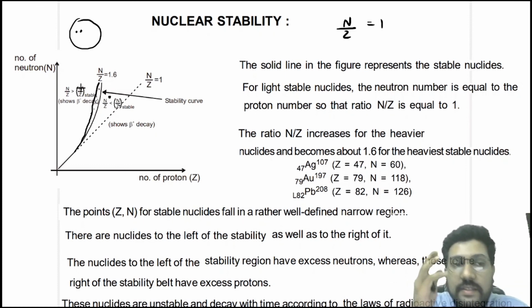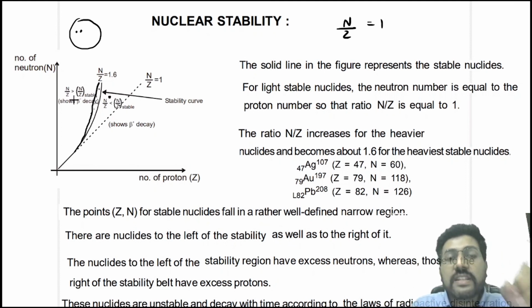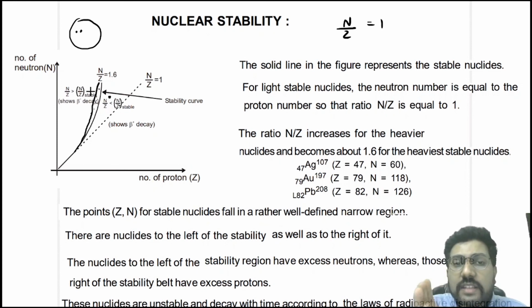So the nuclei to the left of the stability belt are unstable because they have excess neutrons, and the nuclei to the right of the stability belt are unstable because they have excess protons. Again I will repeat, excess protons means more protons than what is required, and excess neutrons means more neutrons than what is required. These nuclei undergo radioactive decay so that they can become stable nuclei. How they perform the radioactive decay, we will discuss in the next class.